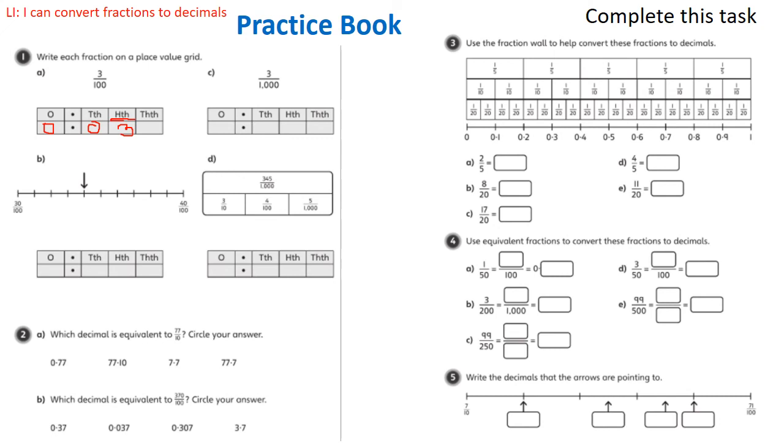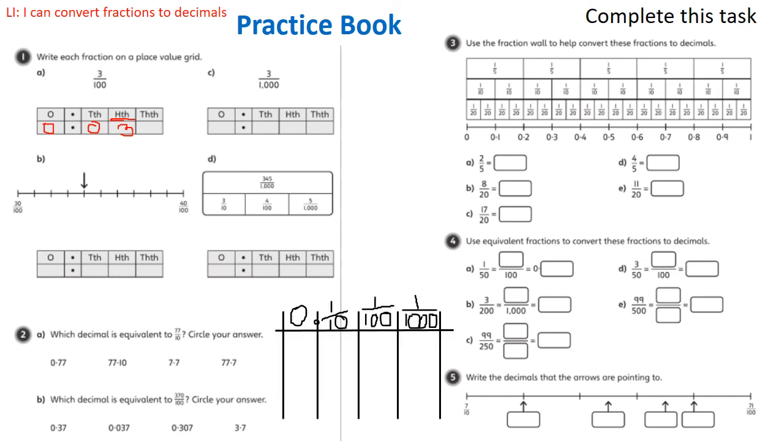Let's have a look at question 2. Question 2A. Which decimal is equivalent to 77 tenths? So place value grid, you can draw that out. 77 tenths. So we're putting the last digit of a numerator in the tenths column. So that will be 7. So the other 7 is going to have to go there. Don't forget the decimal point. I'll let you do B on your own.